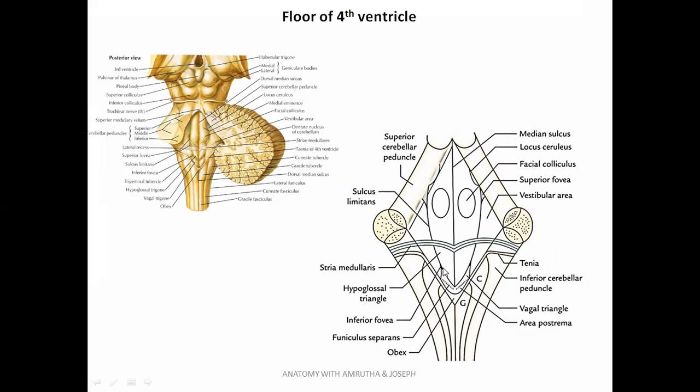Again, in the lower aspect, you can see the sulcus limitans joining the median sulcus. Just a few centimeters above that, there is a line extending from the sulcus limitans to the inferior cerebellar peduncle, and at that area there's a depression called the inferior fovea, whereas here you saw the superior fovea. It has a functional aspect as well that you may study in physiology. If not, you can ask me, I can explain in detail.